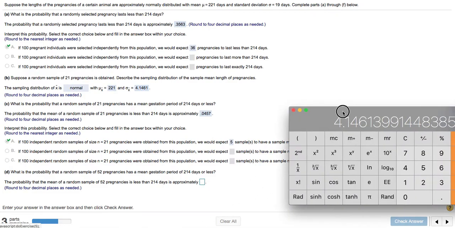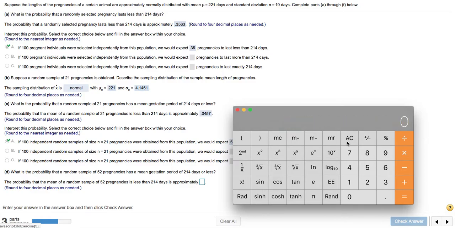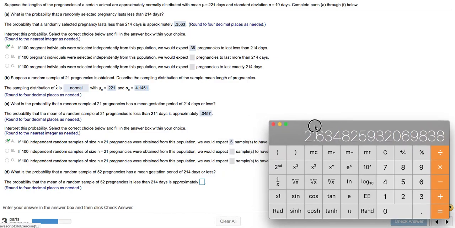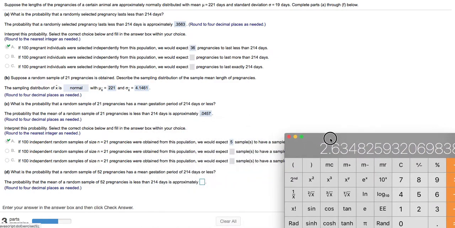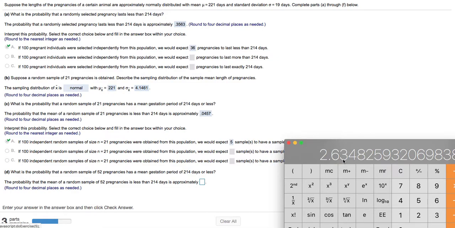Well, for starters, we need the standard deviation. This time, we're going to take 19 and divide by the square root of 52. So that is 19 divided by the square root of 52, close the parenthesis. I'll hit equals. So this is the new standard deviation, 2.6348.